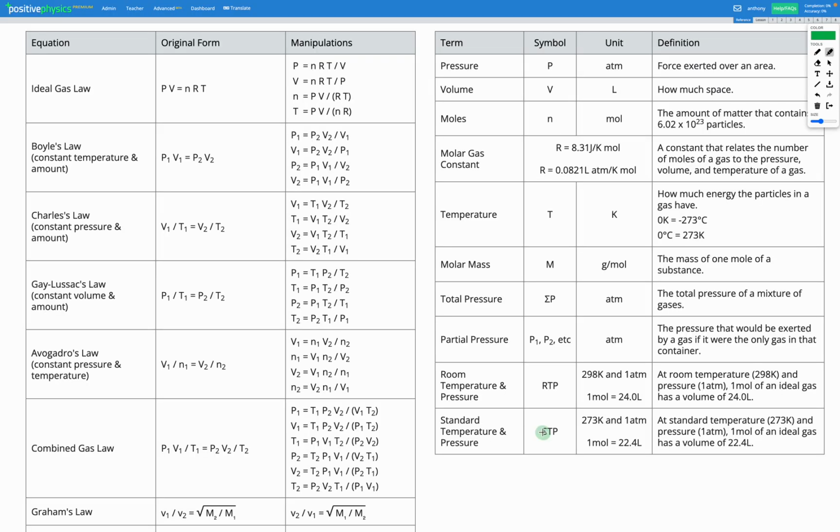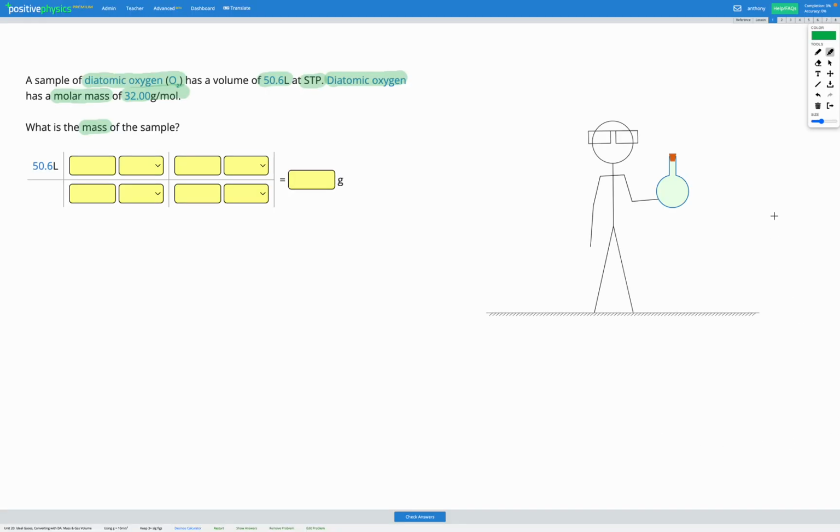Down here, we can see our STP, standard temperature and pressure, which is 273 Kelvin and 1 atm. 1 mole takes up a volume of 22.4 litres. That's for an ideal gas. So that's going to be our conversion factor. 1 mole equals 22.4 litres.